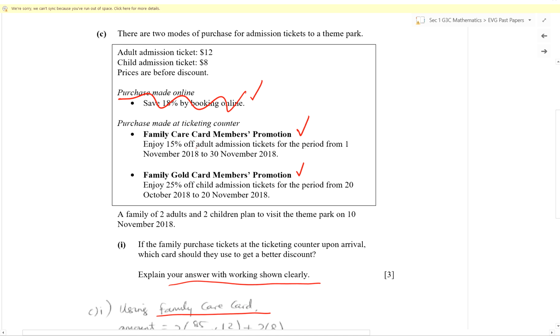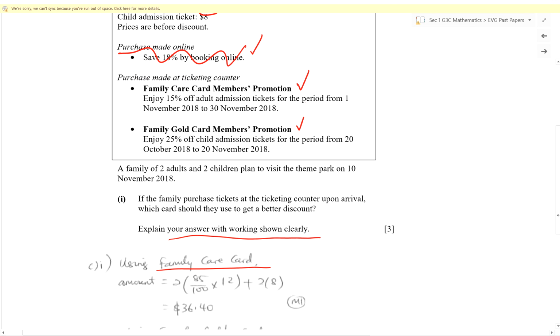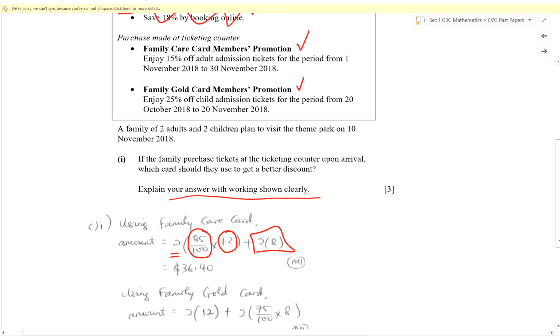There is 15% off the adult admission ticket. So instead of paying $12, we have 15% off for both adults. So the amount to pay will be, for 2 adults, 85%, because after you remove 15%, you're left with 85%, multiplied by the original adult price of 12. And there are 2 children tickets to be added. So we get a total of $36.40.